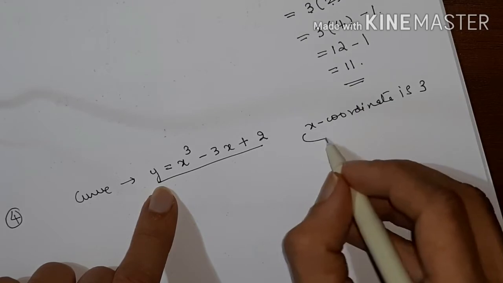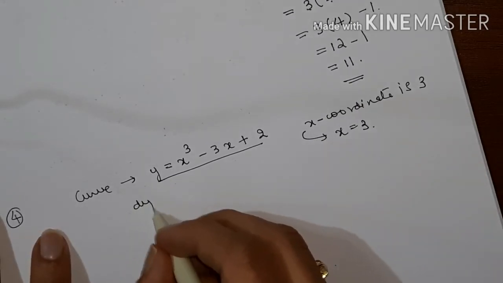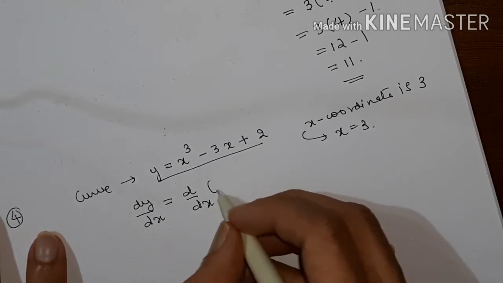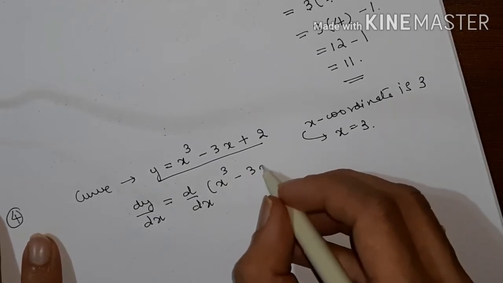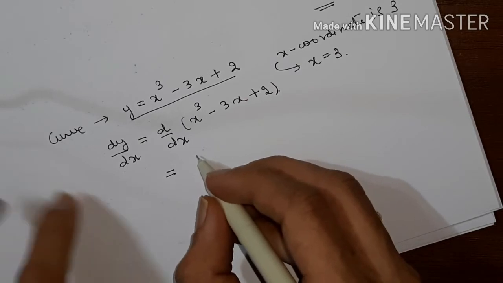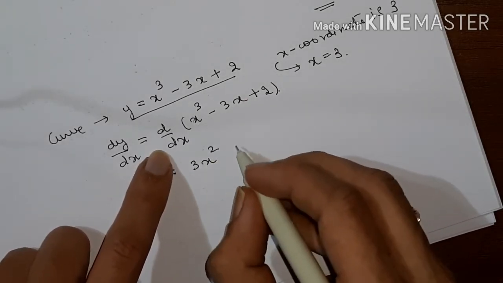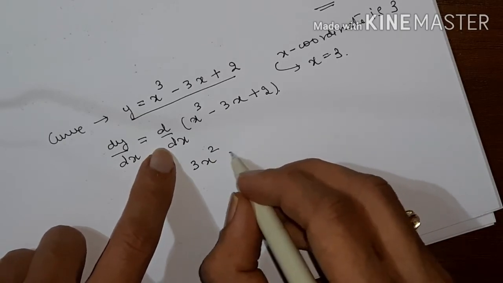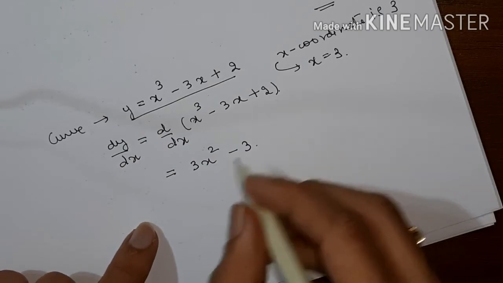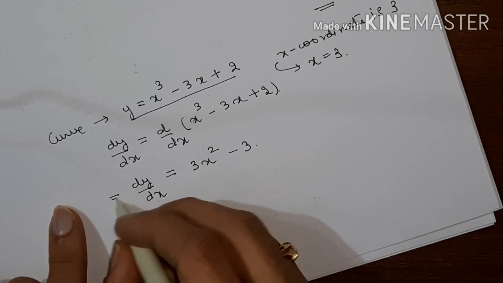Since the x coordinate is 3, x is equal to 3. So first find dy by dx. dy by dx is d by dx of x cube minus 3x plus 2. The derivative of x cube is 3x square, the derivative of minus 3x is minus 3, and the derivative of 2 is 0. So you get dy by dx equal to this.